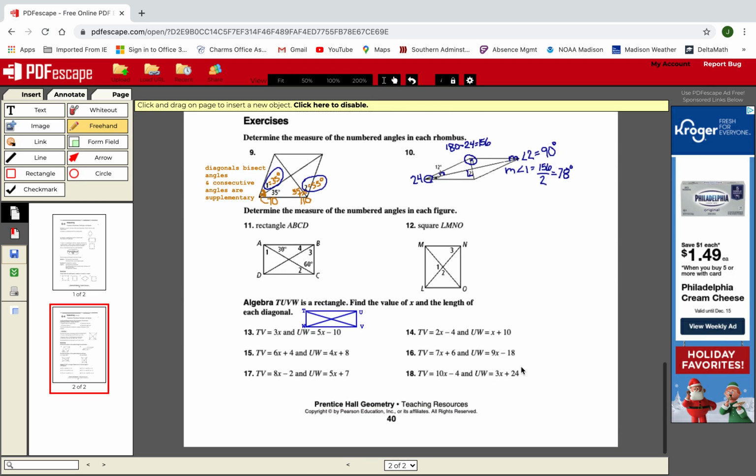Determine the measure of the numbered angles in each of these figures. So here we have a rectangle. One thing we do definitely know about a rectangle is that all the angles are right angles. So angle A is a right angle, angle D is a right angle, angle B is a right angle, and angle C is a right angle. And we do show that the diagonals have split these angles. So if this is a 30-degree angle, that means that the measure of angle 1 is 90 minus 30, which of course is 60.